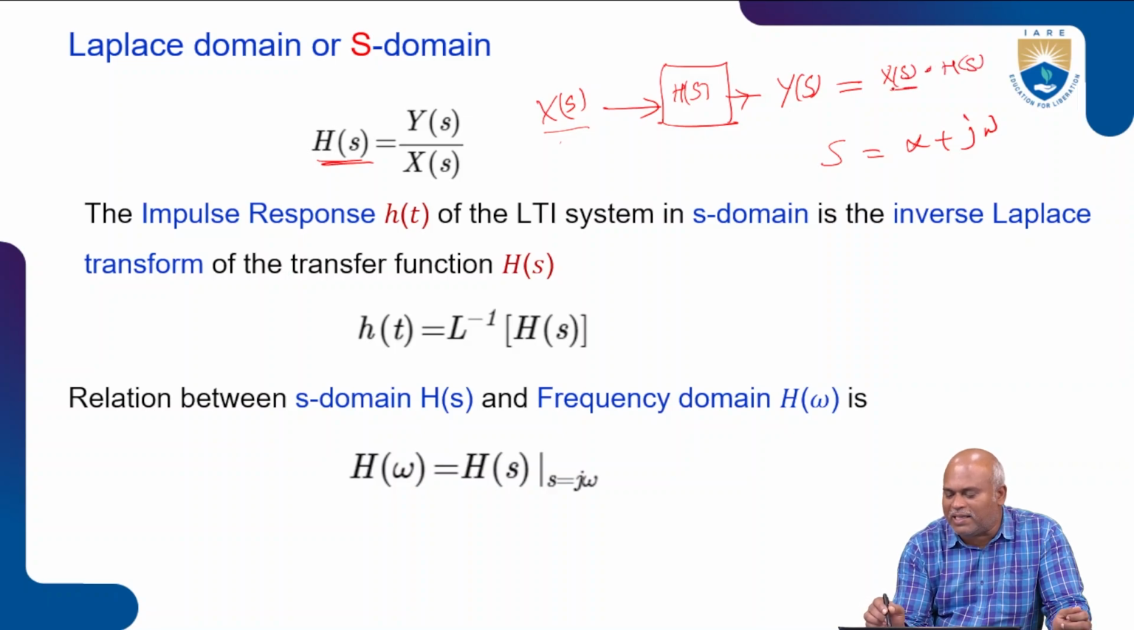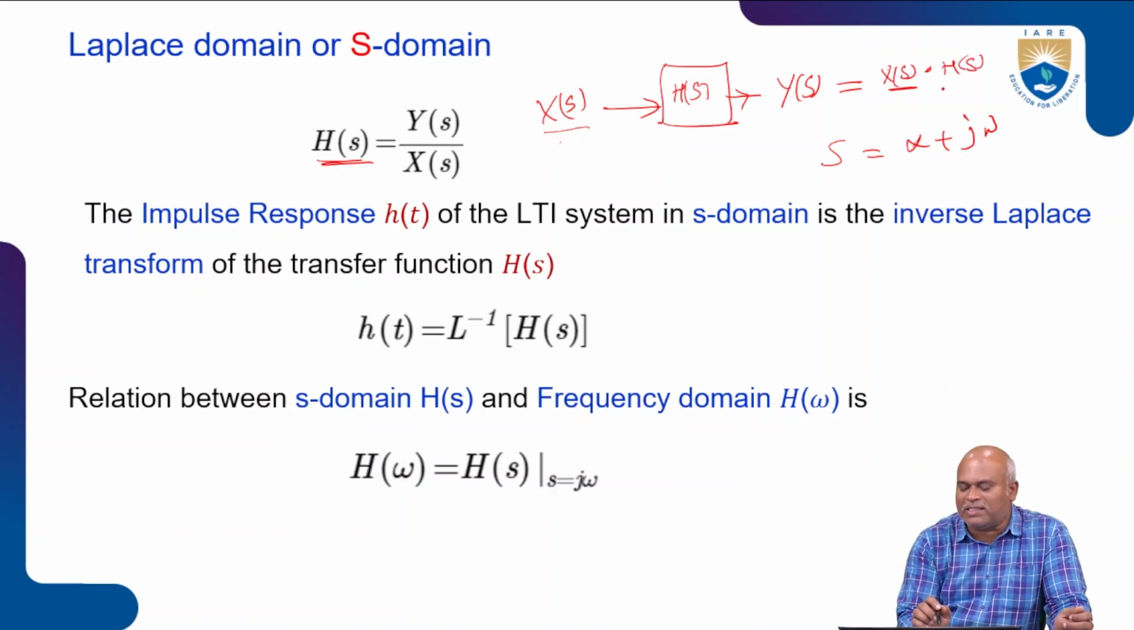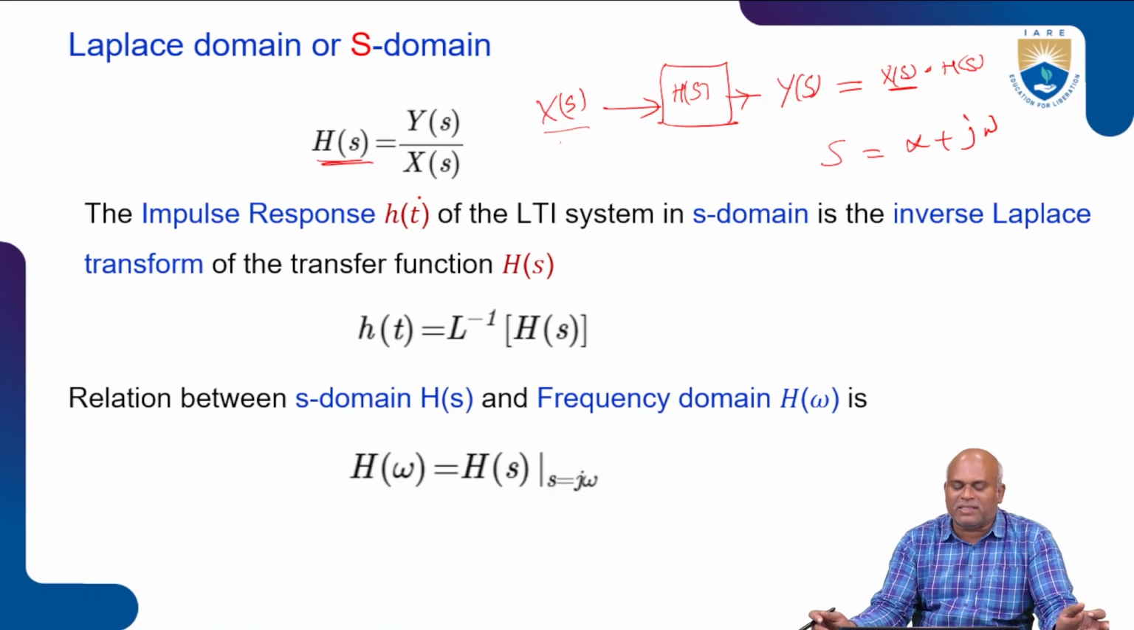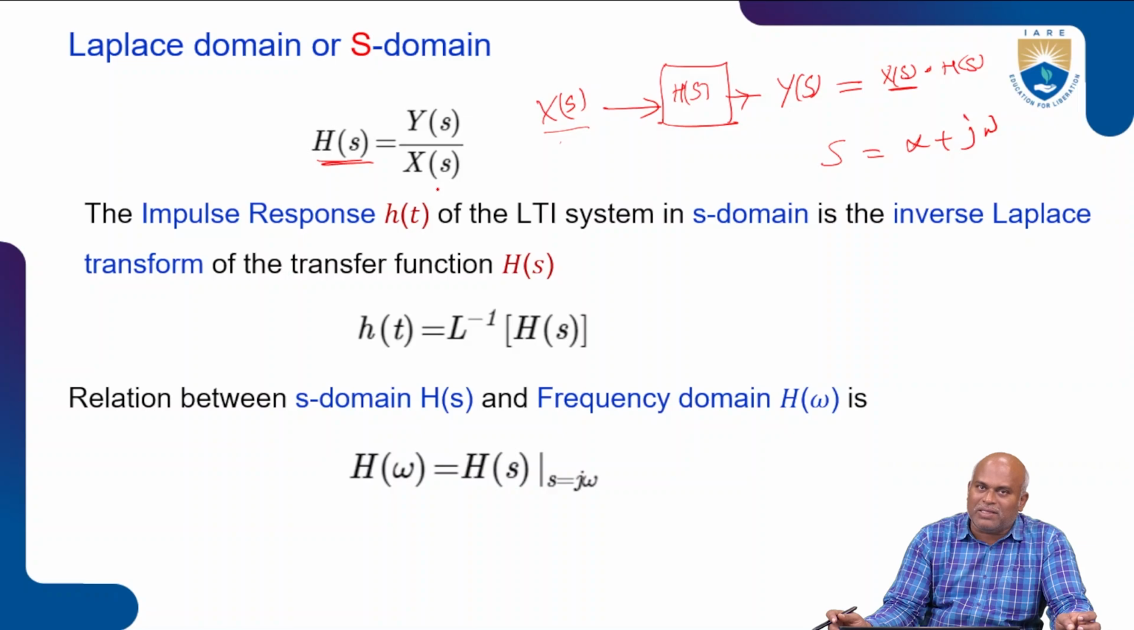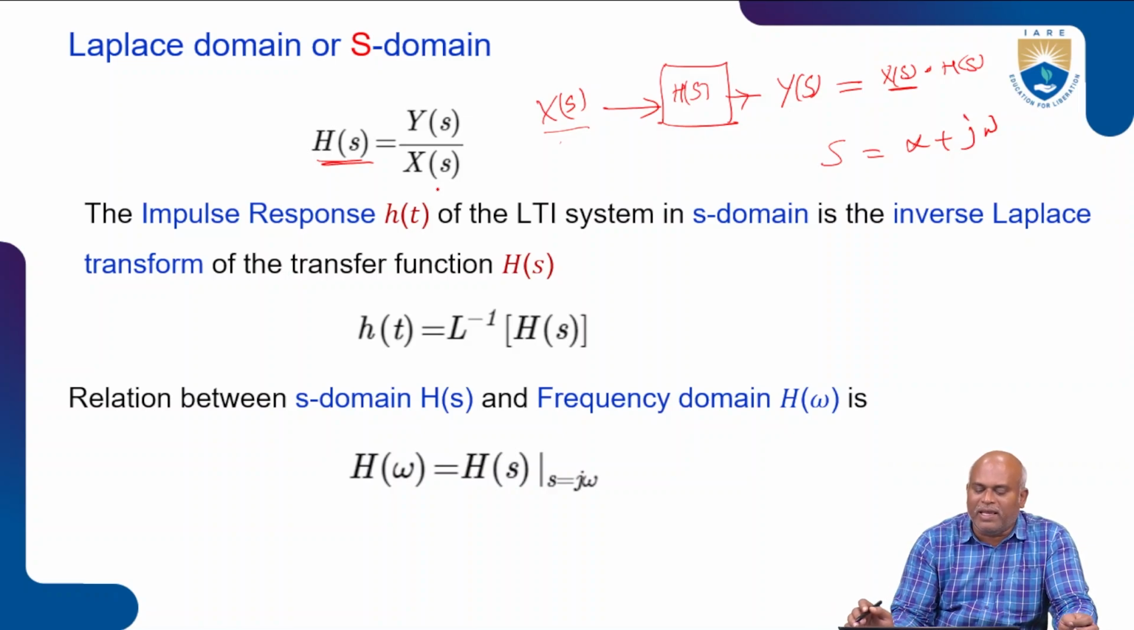Now I need H of s, which is represented as Y of s divided by X of s. So the Laplace domain H of s is the ratio between the Laplace transform of the output signal divided by the Laplace transform of the input signal. We call this the Laplace domain or S domain of the signal, that is H of s equal to Y of s divided by X of s.